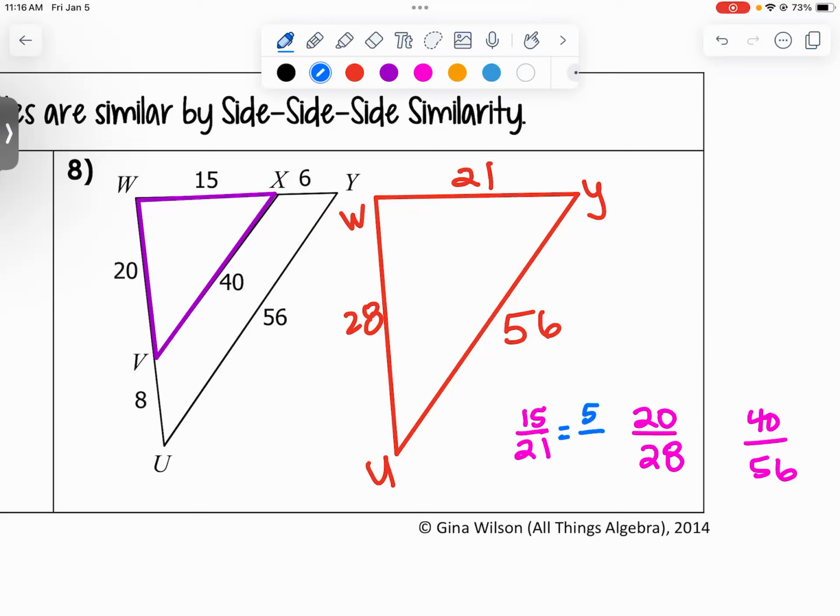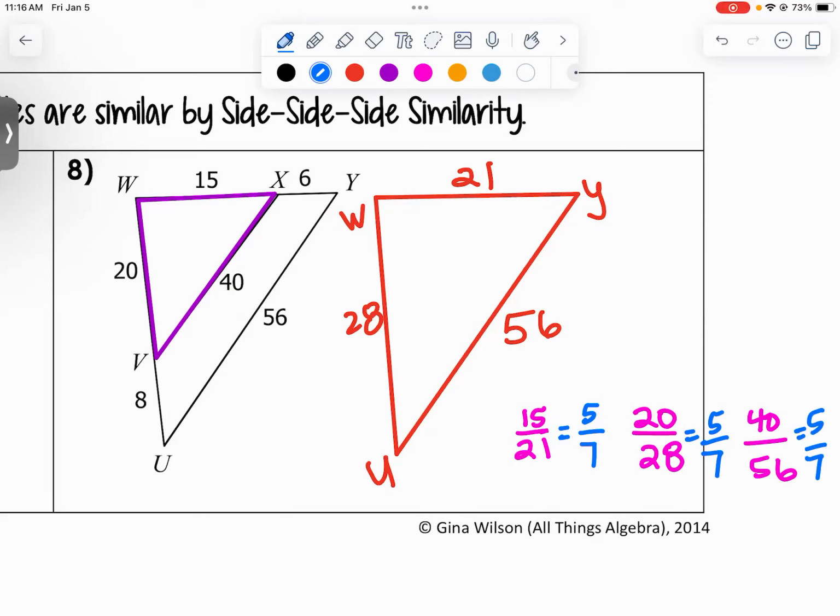5 what? No. 21 divided by 3. 5, 7. Yeah, it's okay to be wrong. It's okay. Don't panic. Okay, Sam, 20/28. 5, 7. Everybody, 40/56. 5, 7. Okay.